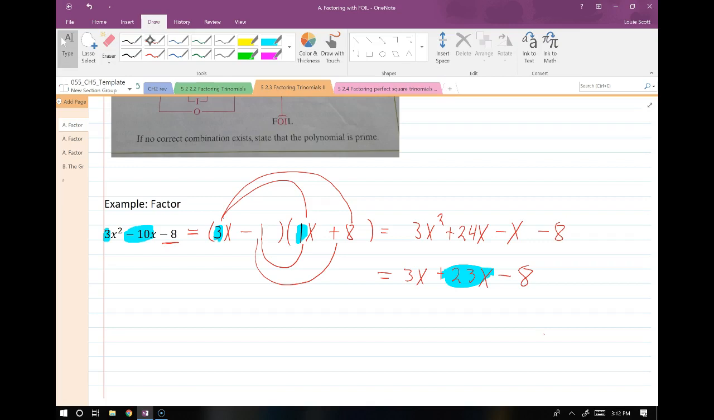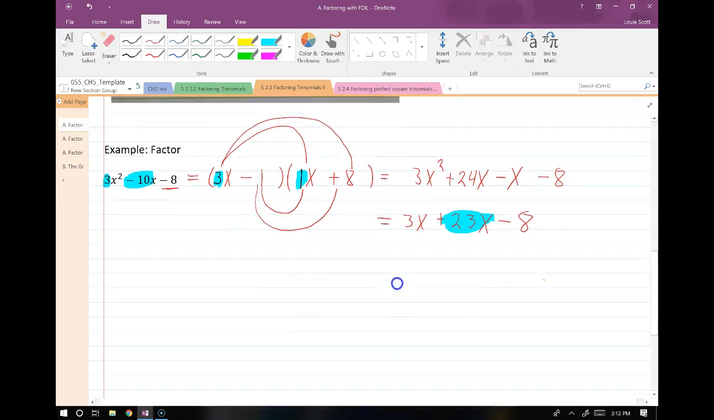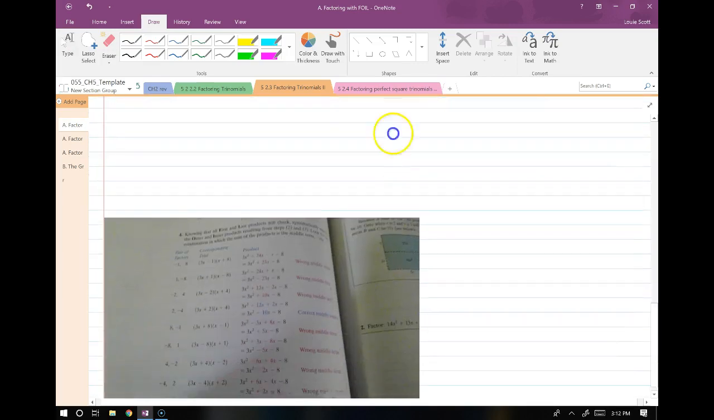That's about it for the 8s. But all the positions matter too. And so if I put a negative 1 next to my 3 here and a positive 8 next to my 1, that's going to come out differently than if I switch these around, right? And so you have to consider both options. You'd have to consider 3x plus 8 and plain old x minus 1 as well. So let's go through all the examples.